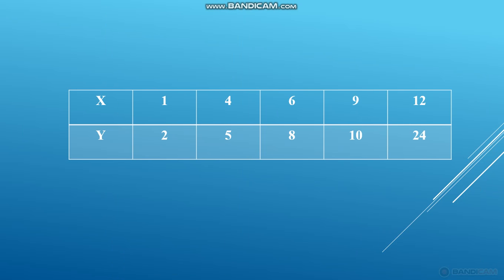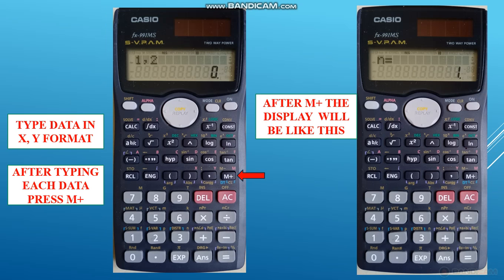Next, suppose I want to solve this question by using the linear model. So I am going to solve this question by using a linear model. How to solve this? First, you want to type data in XY format, that is x1 y1, next x2 y2, next x3 y3, like that.